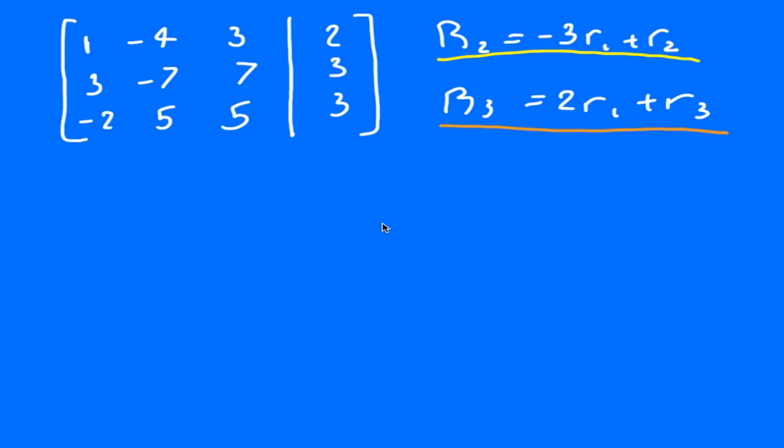Row operations. Here we have our matrix and we're asked to do two row operations. The first is to change row 2 into this, which just means you multiply every number on your first row times -3 and add it to every number on your second row. So let's do that.